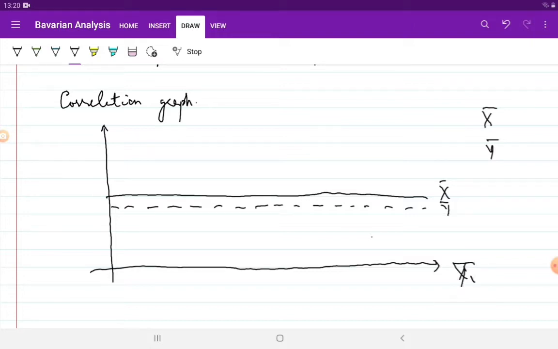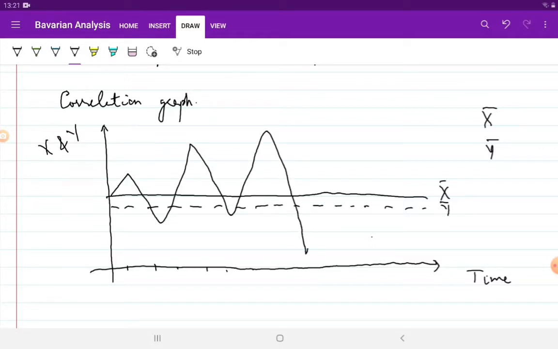Here you have your time. Again, I'm drawing this for time series data. So say you have January, February, March, April, May, June, and so on. And over here, on the y-axis, you are plotting both x and y values. So the solid line corresponds to x, and the dotted line corresponds to y.